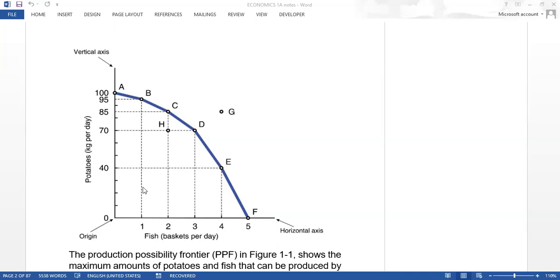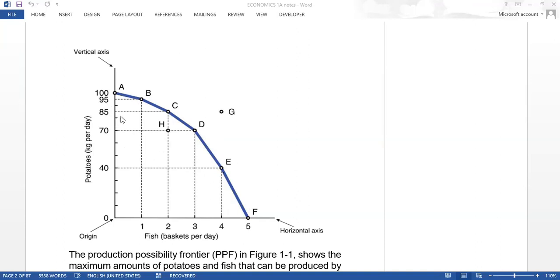And if you were to devote all of the resources available within the economy towards fish production, the only production that will be able to take place is 5 baskets of fish and 0 potatoes. But if you want a little bit of fish and a little bit of potatoes, we can vary between points B, C, D, E here, where at point B you're producing 95 kgs of potatoes and 1 basket of fish.